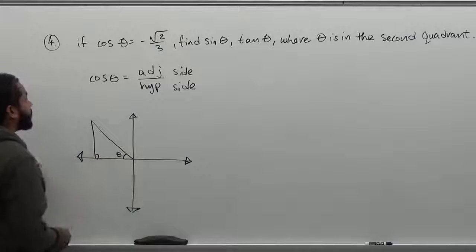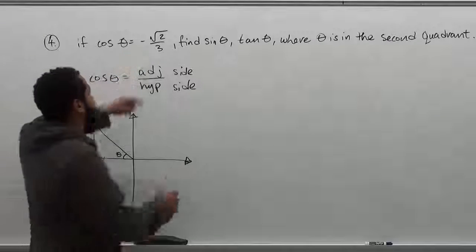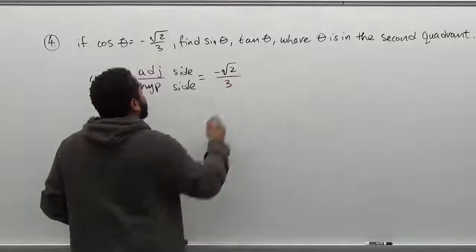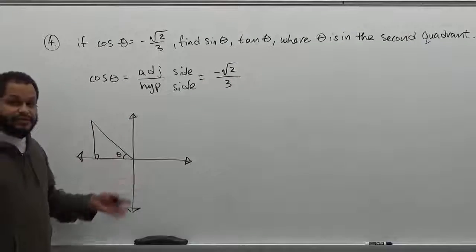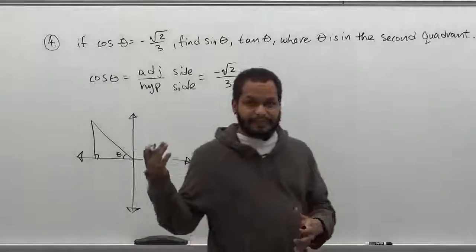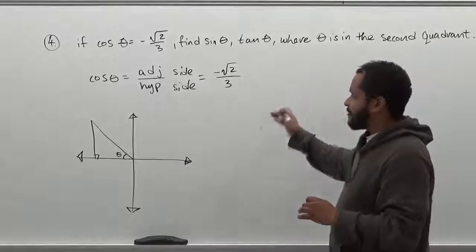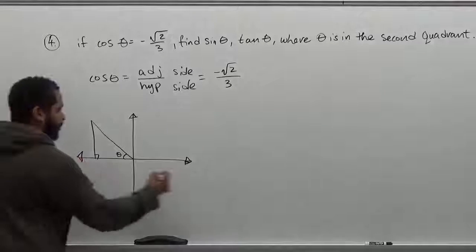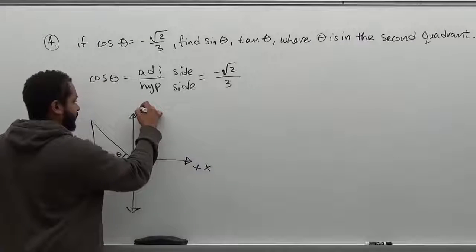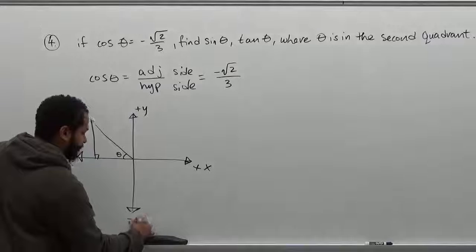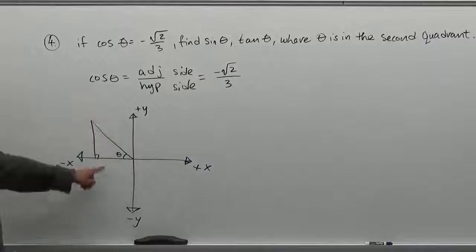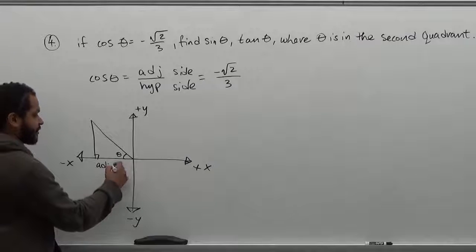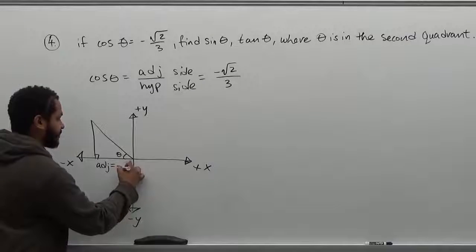Here's our right angle. And we know the adjacent side here, in this case, is going to be negative radical 2 over 3. Now we know the hypotenuse is always positive, so we're going to ignore the negative on the hypotenuse and apply it to the adjacent side, because we're in the second quadrant and we know here the x is negative, while the x on the right side is positive, and the y here is positive and the y here is negative. And so our adjacent side, which is next to the angle, which is what adjacent means, is negative radical 2.